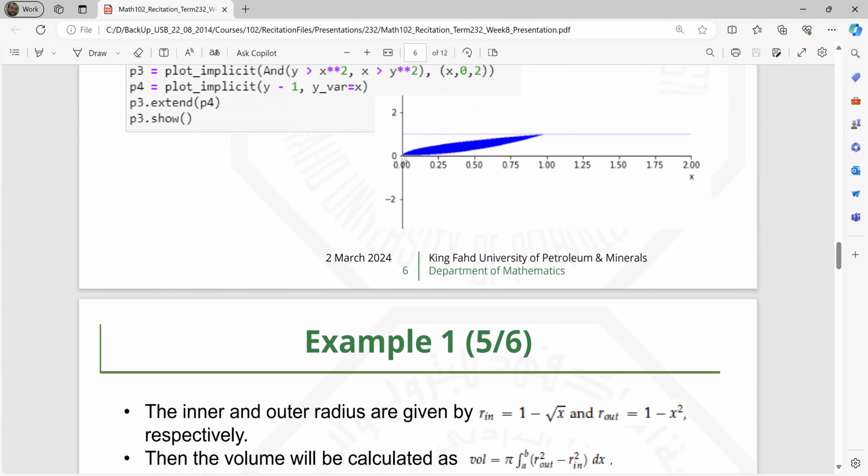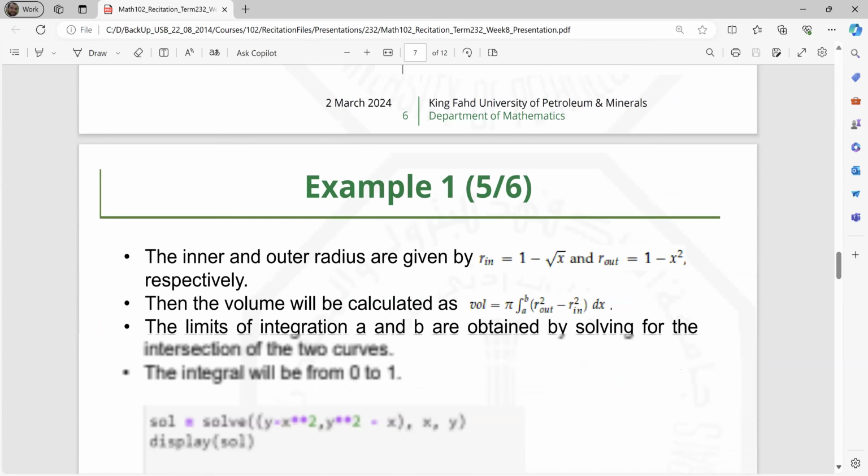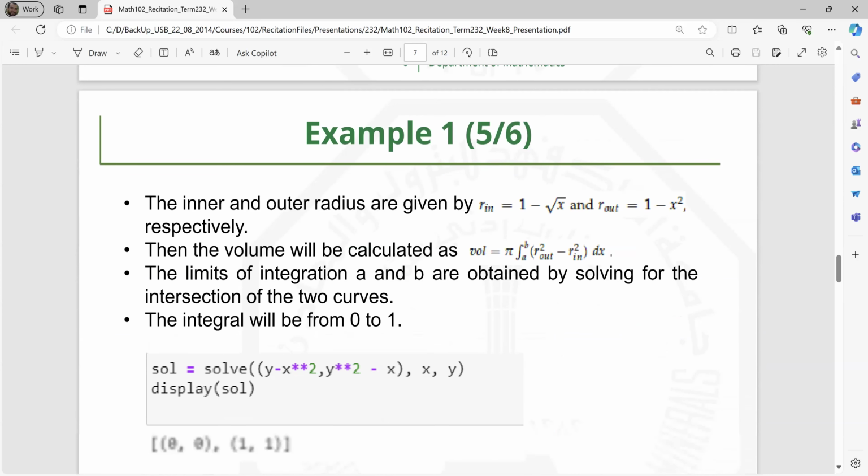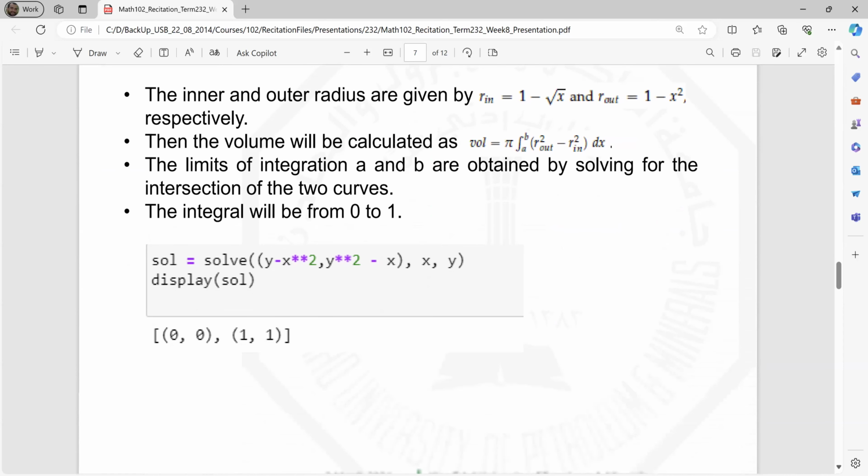So basically, here is the point (0, 0), here is the point 1, and we'll integrate with respect to x. So the limits of integration would be with respect to x, which means that we'll integrate from 0 to 1 with respect to x, r out squared, so the outer radius squared minus the inner radius squared, all multiplying by pi to get the volume.